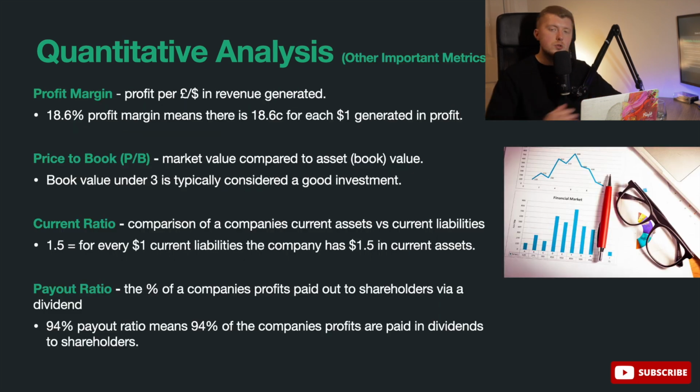As I said, there's a huge exhaustive list of quantitative factors which you can look into, but here are just a couple of additional ones which you may want to look into as well. You've got things like the profit margin, which I've very briefly touched upon, which is essentially the profit per pound or dollar in revenue which is generated. Let's say, just for an example, a company has an 18.6% profit margin. That means they're generating 18.6 cents in profit for every dollar generated in revenue. Bit of a typo on the screen there, that should say generated in revenue rather than generated in profit.